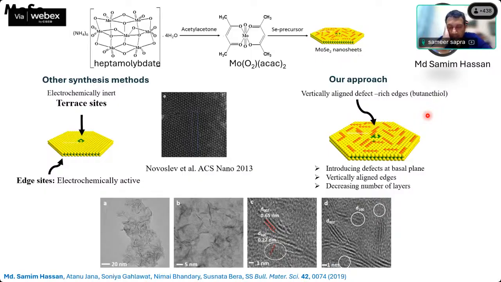Before Shamim, Razi was working on molybdenum sulfide, but we were just mechanically exfoliating them. So Shamim is the one who started with molybdenum selenide, and not much was done in molybdenum selenide. He took some heptamolybdate and made the acetylacetonate out of that, the molybdenum acac.